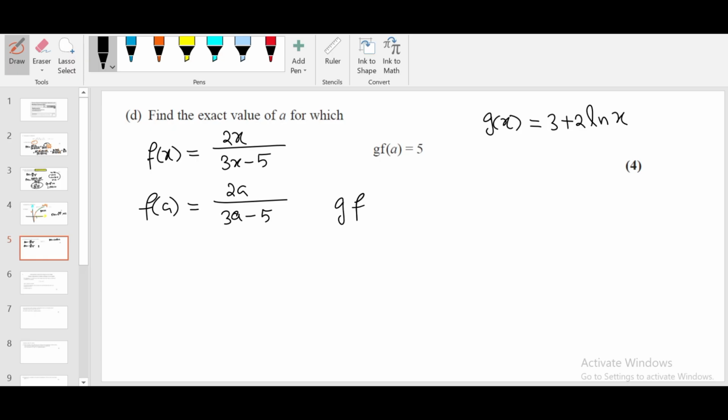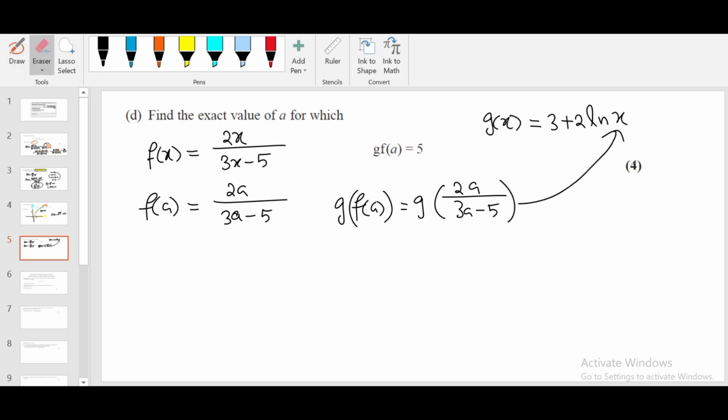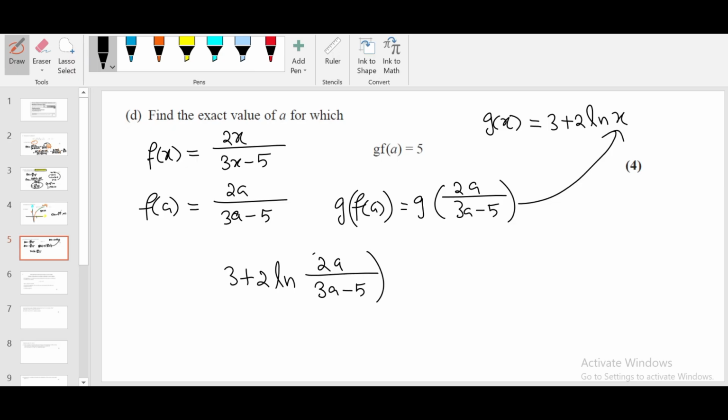So g of f of a is g of 2a divided by 3a minus 5. In g of x, in the place of x, just sub in this one and equate it to 5. So you will get 3 plus 2 ln of 2a divided by 3a minus 5 is equal to 5. And then solve for a.